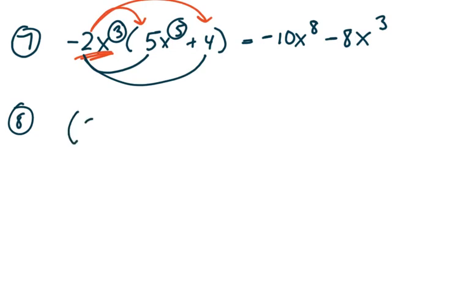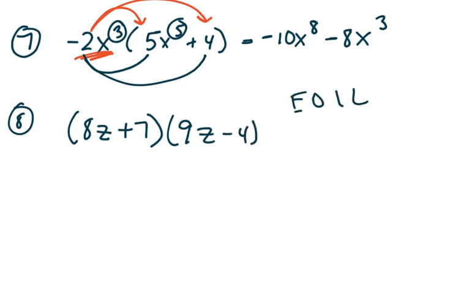Okay, number 8. 8z plus 7, 9z minus 4. So you're going to do FOIL. So FOIL, if you remember, is first, outer, inner, last. So the first term is the first of the parentheses. So 8 times 9 is 72. Z times z is z squared.